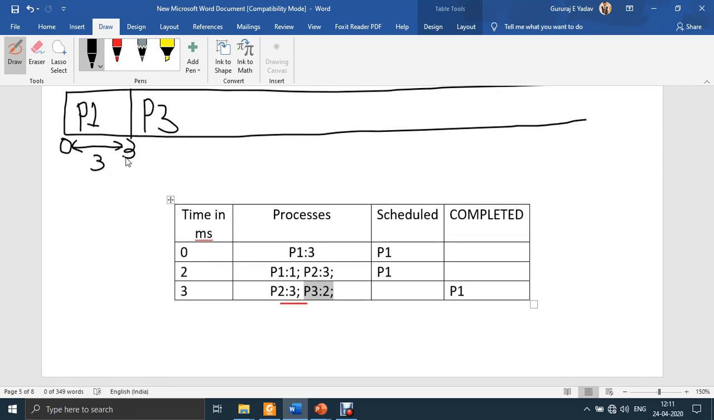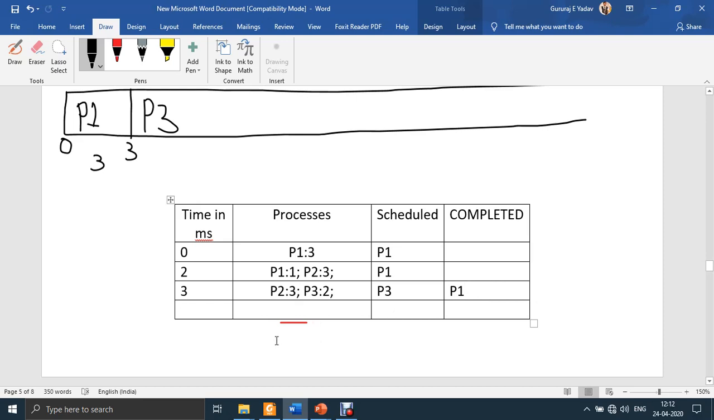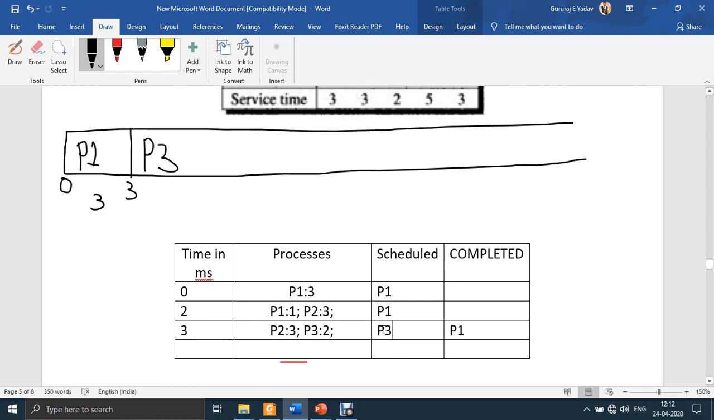So at time 3, P3 got its chance to execute. Hope it is clear. At time 3, I'll write on time 3. Which is the process you will schedule? It is P3, so P3 is scheduled. And P1 has completed at time 3. Now you have given the chance to P3 to execute at time 3.